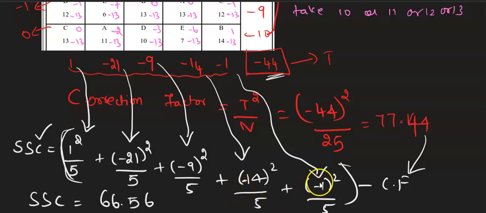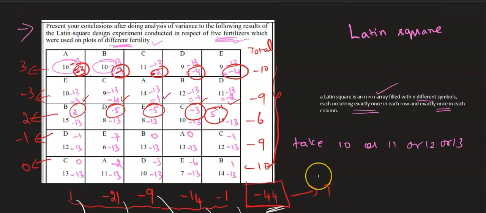Same way, SSR means row total is there, no? Minus 10 square by 5, minus 9 square by 5, minus 6 square by 5, minus 9 square by 5, and minus 10 square by 5. So why are we dividing it by 5?